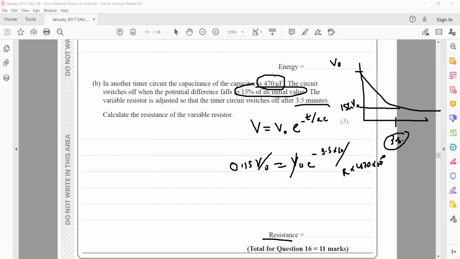Is it clear how we worked out the resistance of this capacitor? Any doubt in this part? So you will find a similar pattern when you're solving a question related to capacitance.